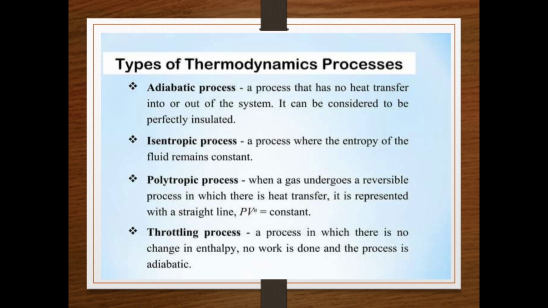Types of thermodynamic processes. First one, adiabatic process. Second one, isentropic process. Third one, polytropic process. Fourth one, throttling process.